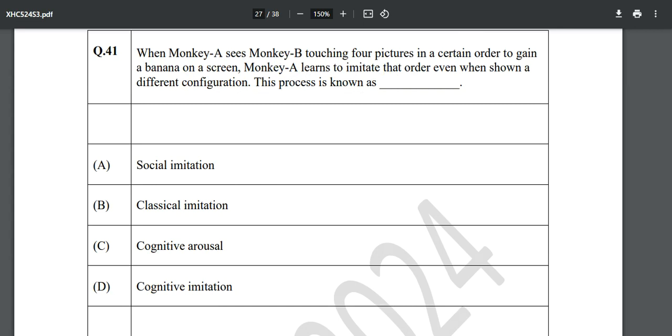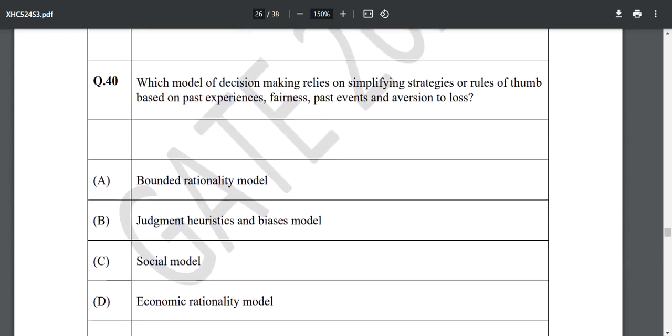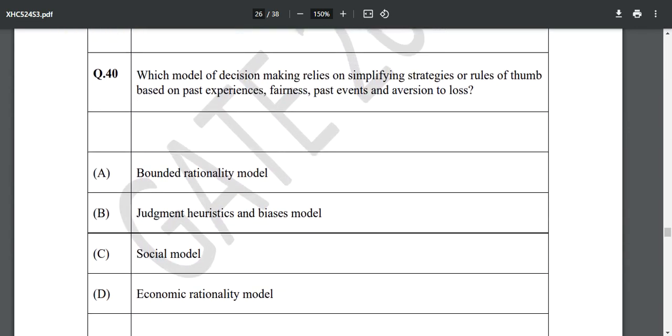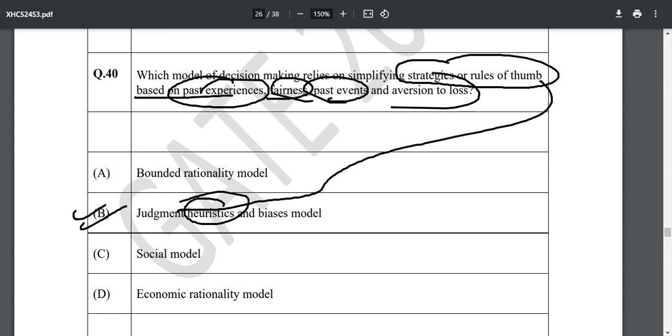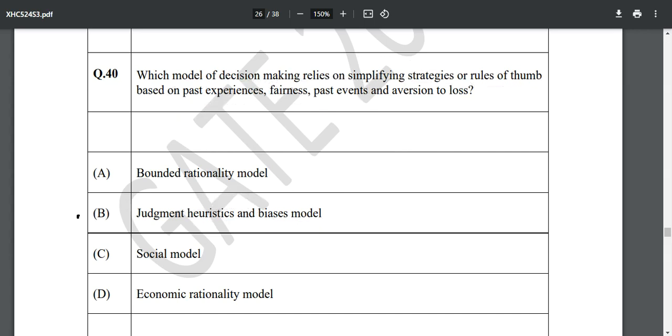This is question number 41. Moving ahead, question number 40. Which model of decision making relies on simplifying strategies or rules of thumb based on past experiences, fairness, past events, and aversion to loss? Bounded rationality model, judgment, heuristics, and biases model, social model, economic rationality model. As we have strategies or rules of thumb, we are reminded of heuristics. So option B is the correct answer: the judgment, heuristics, and biases model.